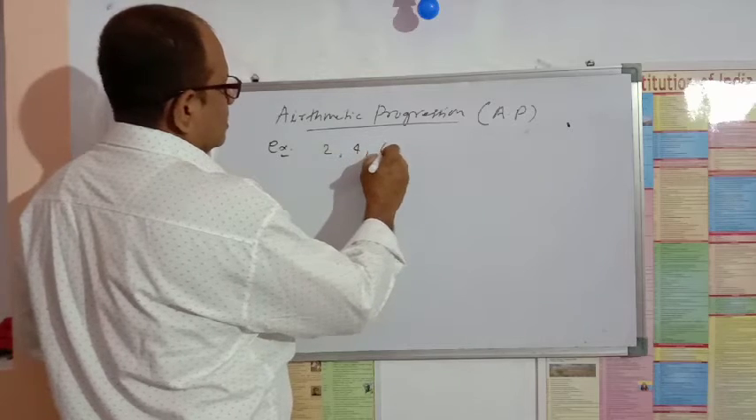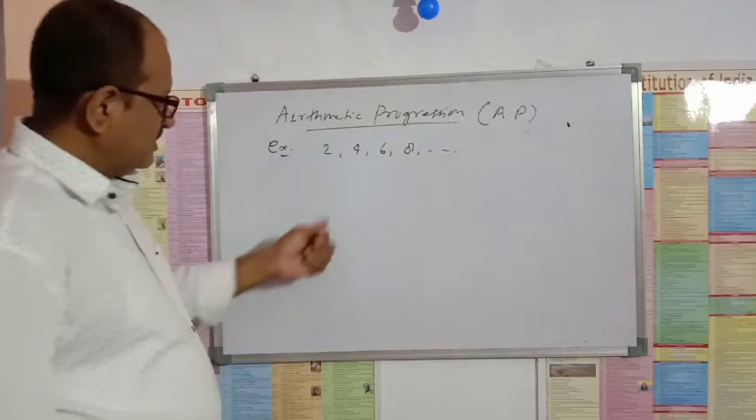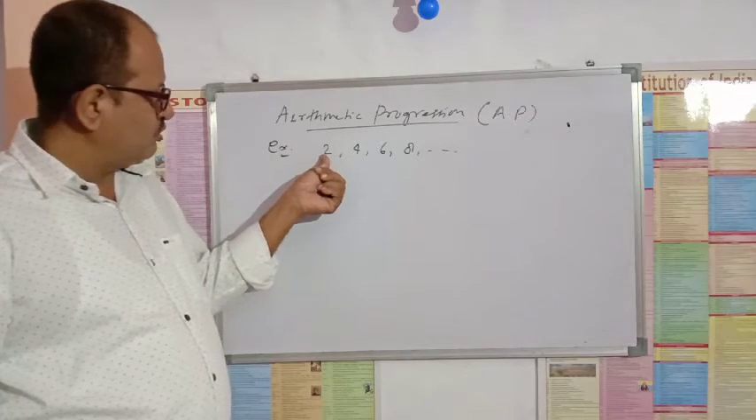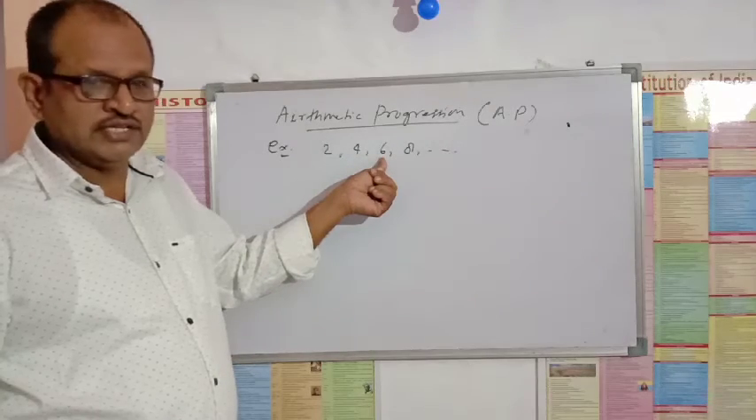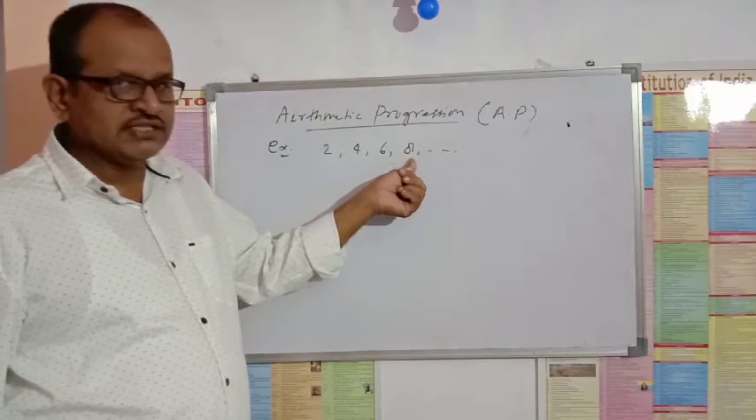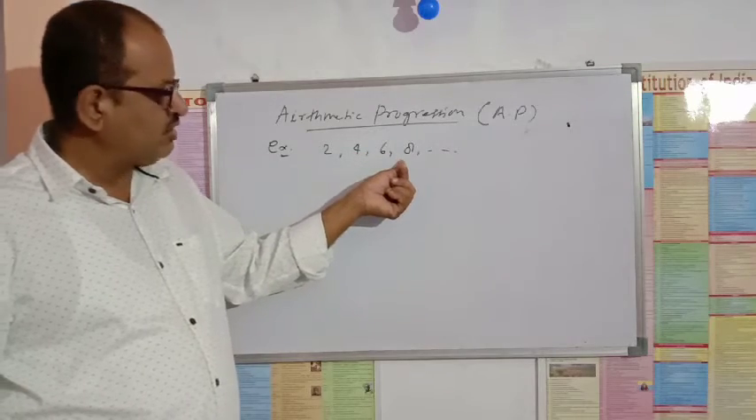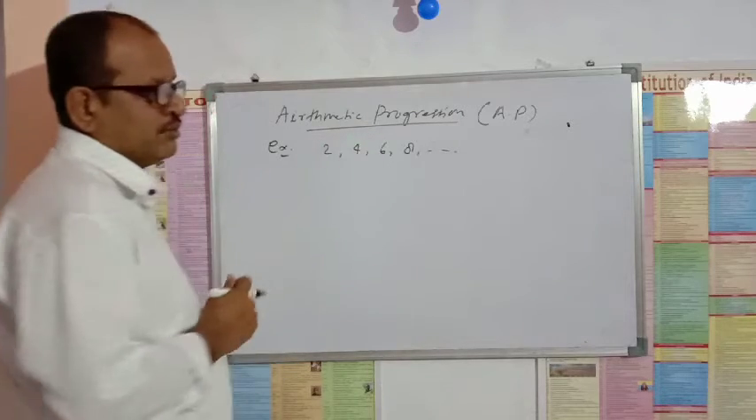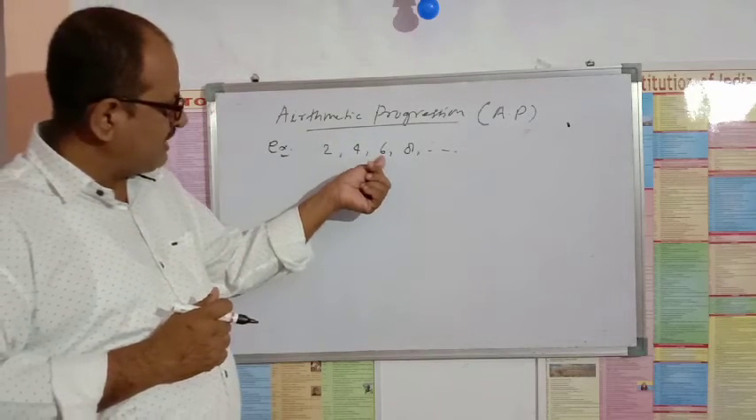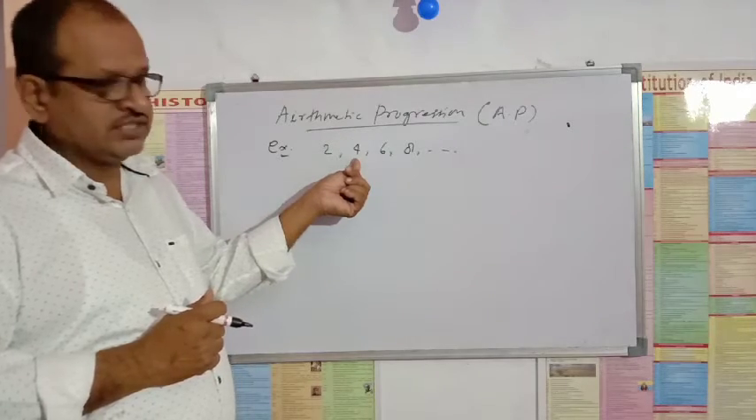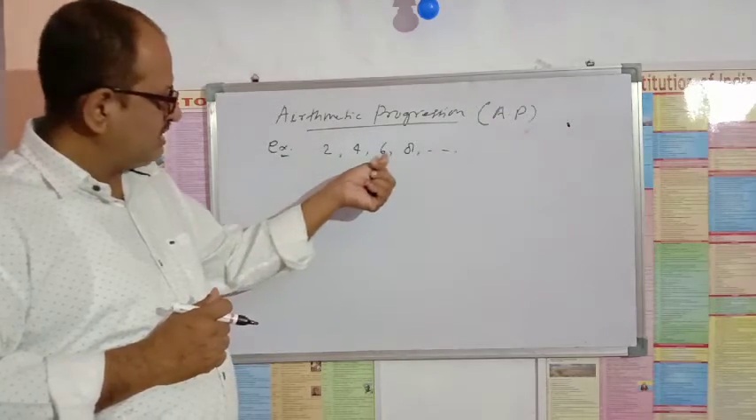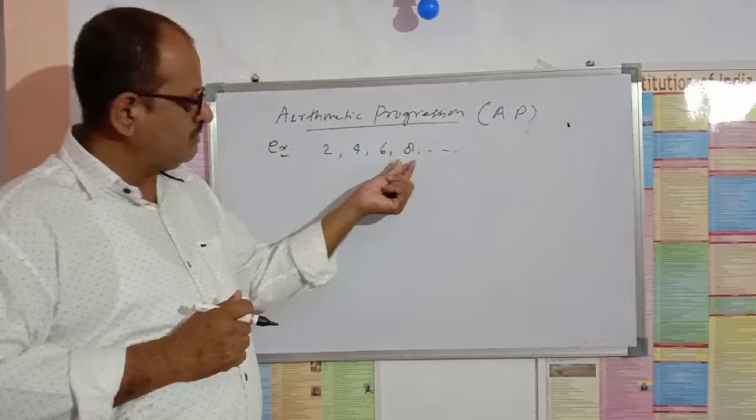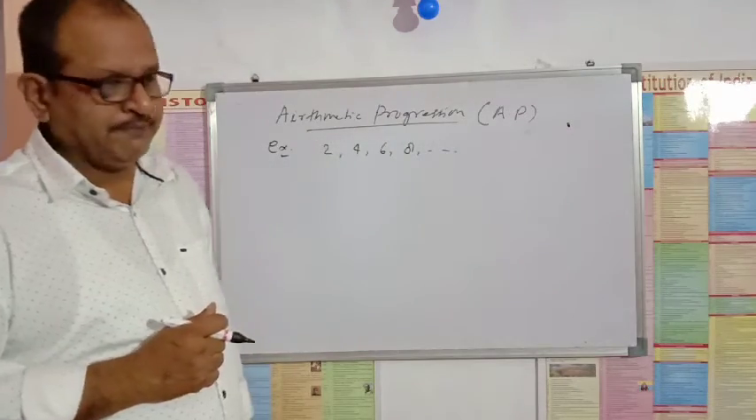See an example of an AP: 2, 4, 6, 8 and so on. We see that every term is obtained by adding a constant to the previous term. 2 is added here, again 2 is added to get the new term, again 2 is added to get the next term. So this 2 is called the common difference. This sequence is an arithmetic progression because the difference between any term and its previous term is constant. 4 minus 2 is 2, 6 minus 4 is 2, 8 minus 6 is 2. The difference between two consecutive terms is constant, so it is an AP.